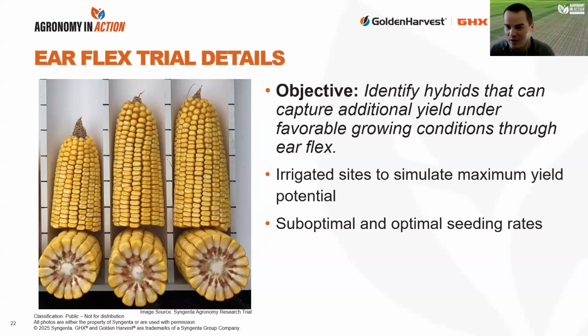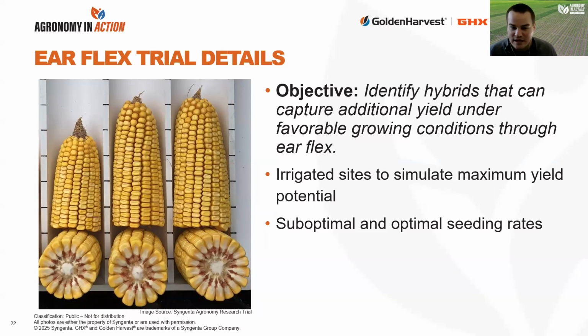So in this particular trial, what we're trying to do is identify hybrids that can capture additional yield potential under favorable growing conditions through ear flex. The way we did that is, to create favorable growing conditions, we selected irrigated sites, and then we also planted them at an optimal seeding rate and then a suboptimal seeding rate. And that suboptimal seeding rate under irrigation was our favorable growing conditions. So the plants have a lot of room. It just kind of simulates a good environment and lets us see what kind of yield potential can be added through ear flex between these hybrids.